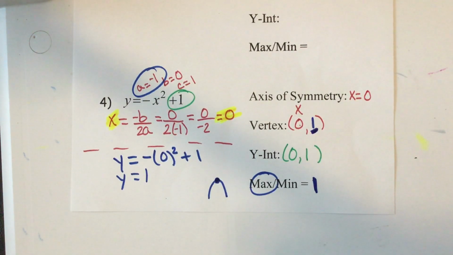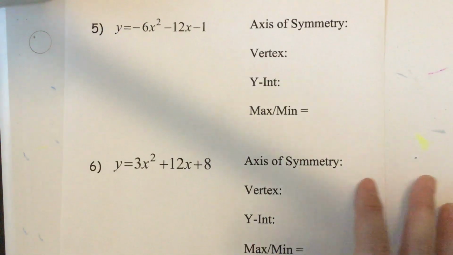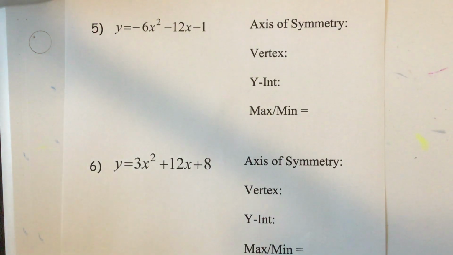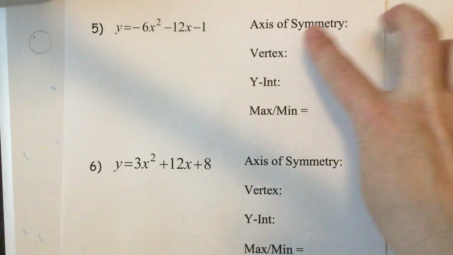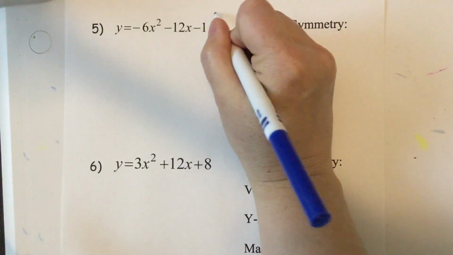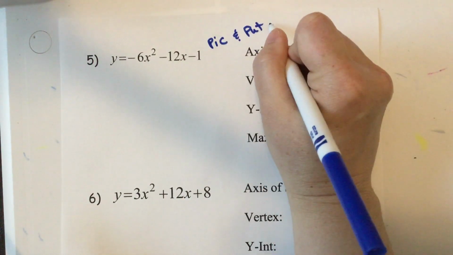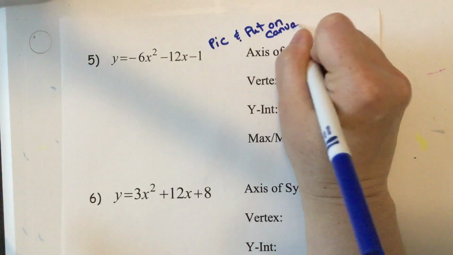All right. So on these whiteboard problems, I am going to ask you to do number 5 and number 6. So these are linked on the calendar if you need to see them or if you want to print them. But if you don't want to, that's fine. You can just work these problems on a blank piece of paper. So I want you to find the axis of symmetry, vertex, y-intercept, and the max or min value for number 5 and number 6. And then when you're done, I want you to take a picture of your work, and I want you to put it on Canvas. And then we'll go over how you did on those.